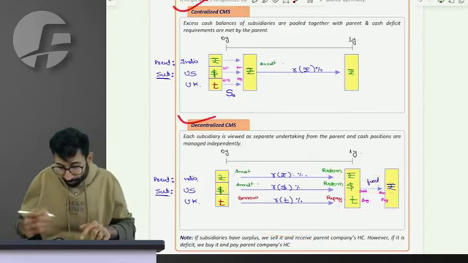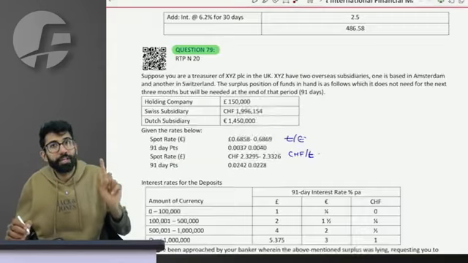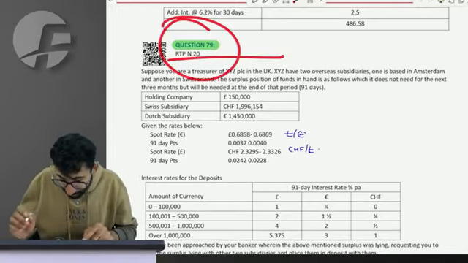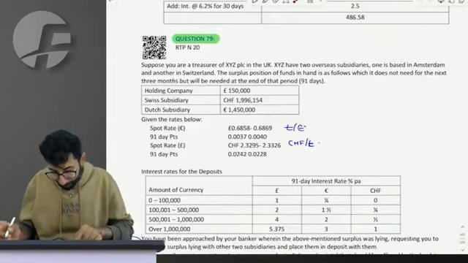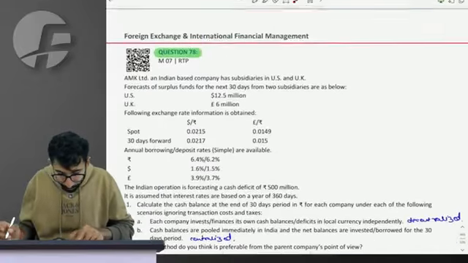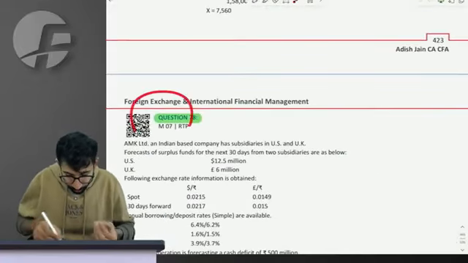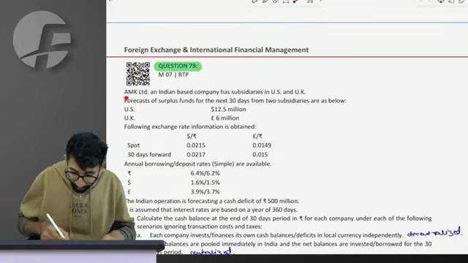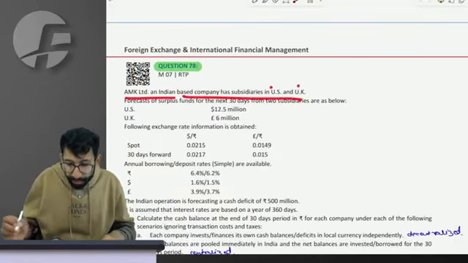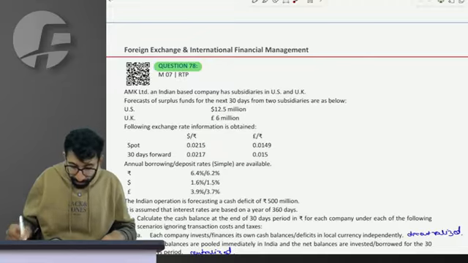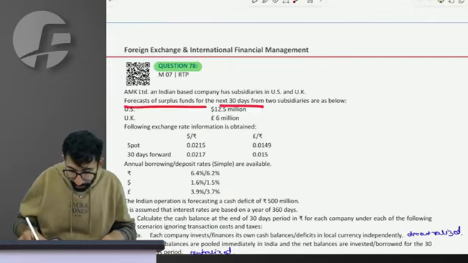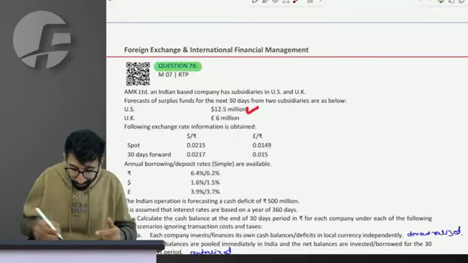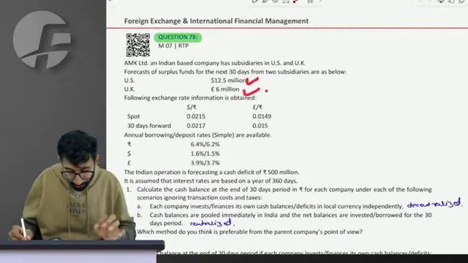This is the simple difference, using which if we solve a practical question, you'll be able to connect how simple everything is. Question number 79 from the study material, let us solve. Or maybe we can solve 78th question in the study material. Come on, 78. AMK Indian based company has subsidiaries in US and UK, right? Forecast of surplus for the next 30 days are as below. US has $12.5 million extra, UK has pound 6 million extra.